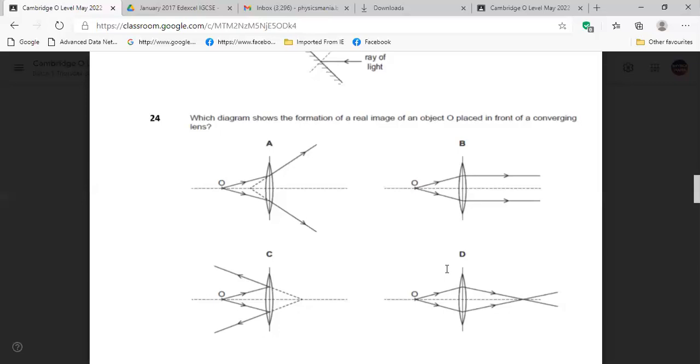So look here. They are saying which diagram shows the formation of a real image of an object placed in front of a converging lens. So it's a real image, right? Yes, sir. Then you are choosing B or D.